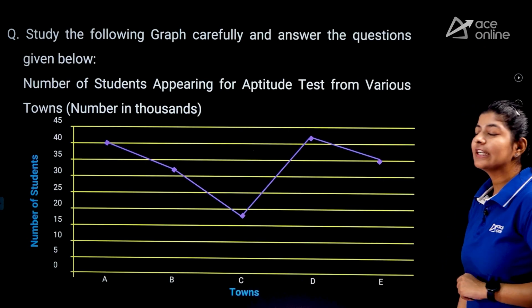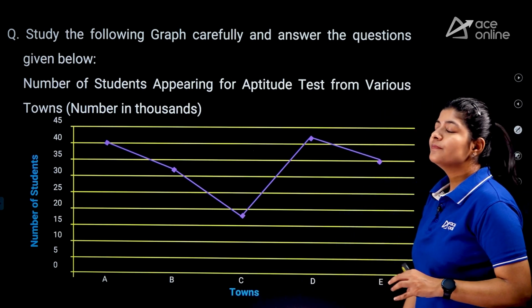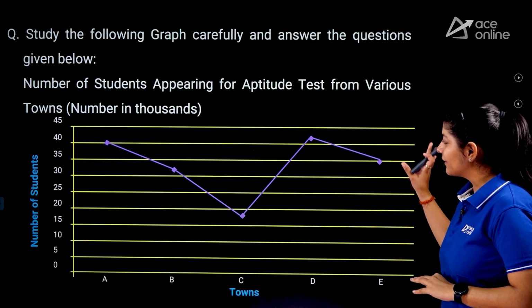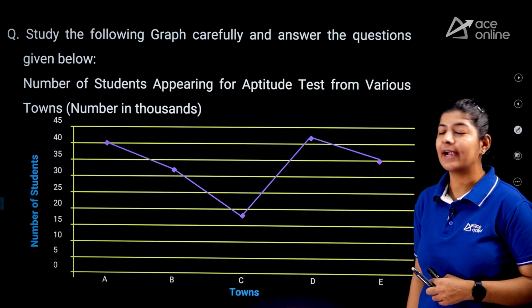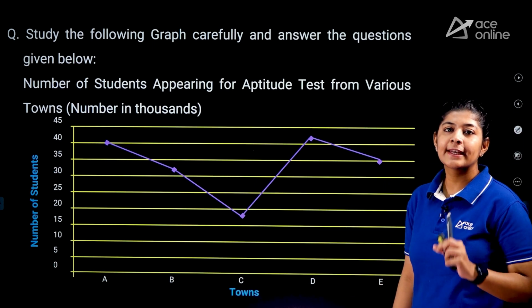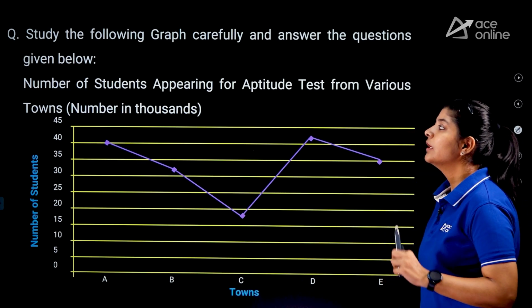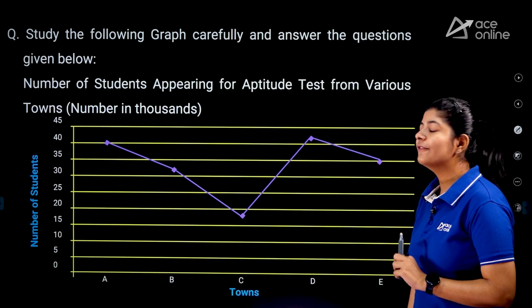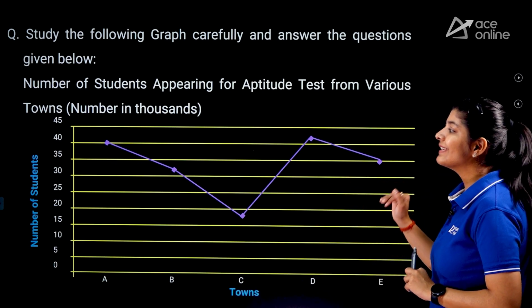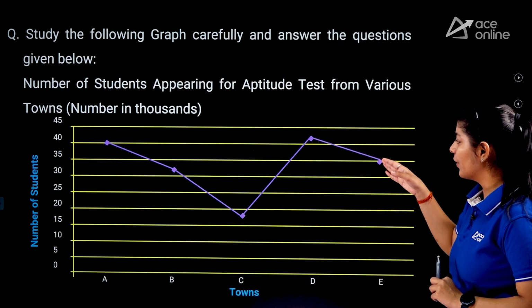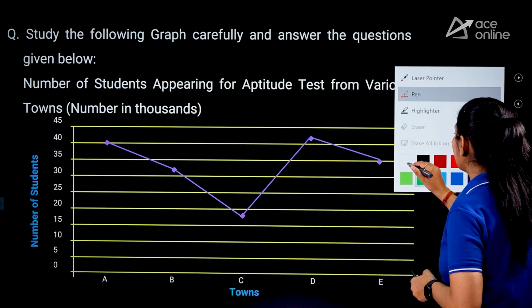So here we are having a DI, right? Again, DI is a very important segment. So the DI says that just simply try to understand this particular line graph, and the question says: study the following graph carefully and answer the questions given below. Number of students appearing for aptitude test from various towns, numbers in the thousands. So here we are having some points, and all these numbers are representing the numbers in the thousand.